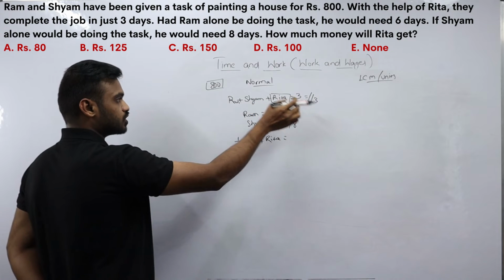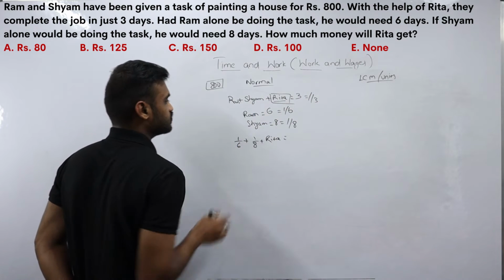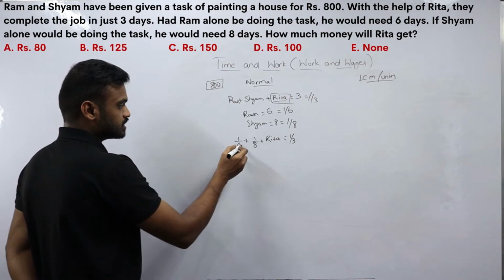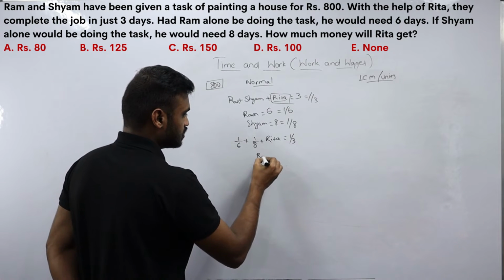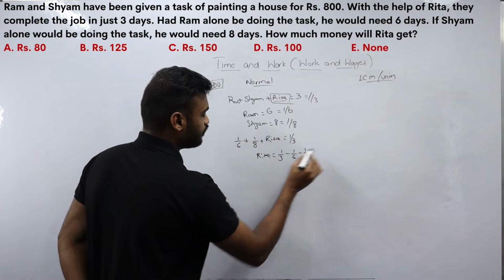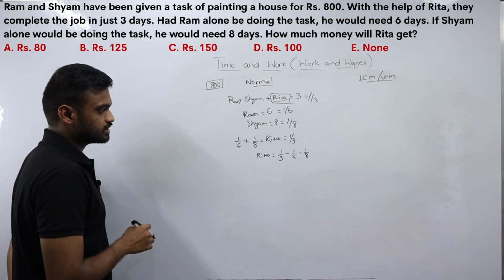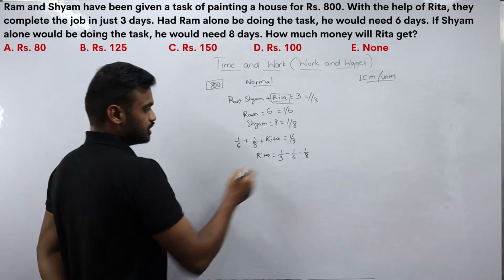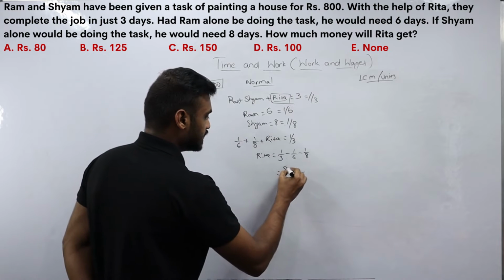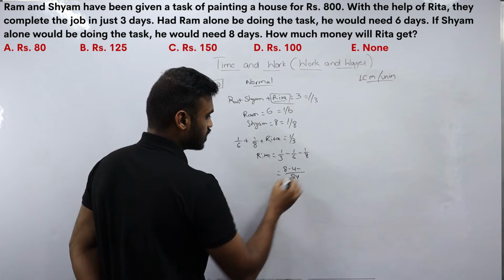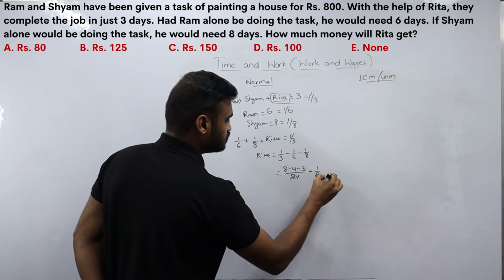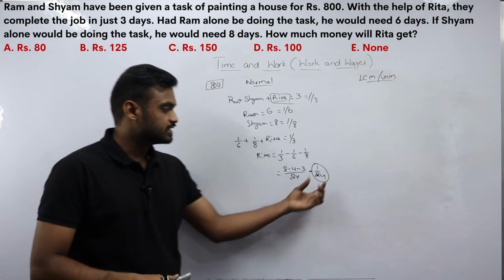Ram, Shyam and Rita's total work is completed in 3 days, so 1 day's work is 1 by 3. Now I will send the 6 and 8 to the right hand side. I will get Rita equal to 1 by 3 minus 1 by 6 minus 1 by 8. The LCM will be 24, divisible by 3, 6 and 8. Now 1 by 3 into 24 is 8, minus 1 by 6 into 24 is 4, minus 1 by 8 into 24 is 3. So 8 minus 4 minus 3 is 1 by 24. So Rita's efficiency is 1 by 24.